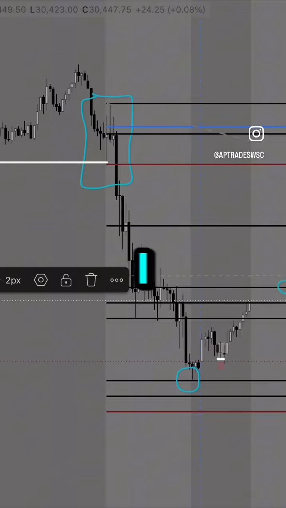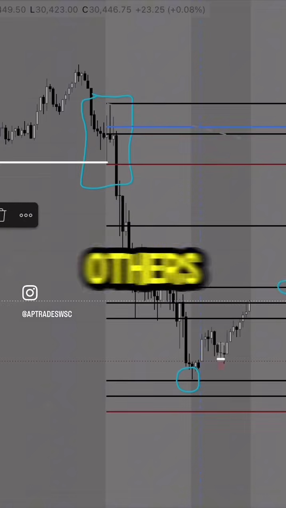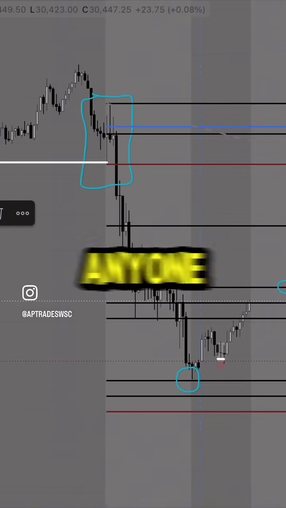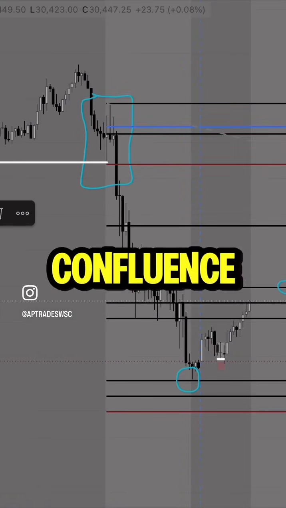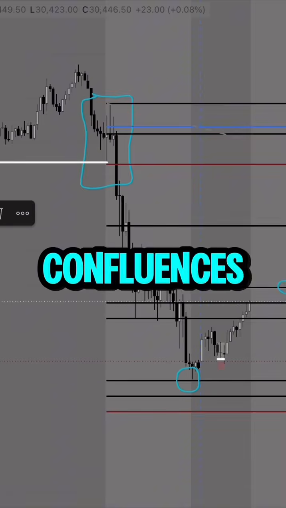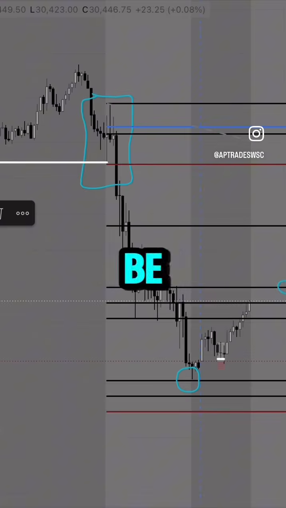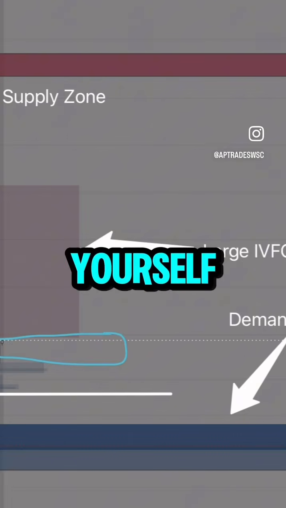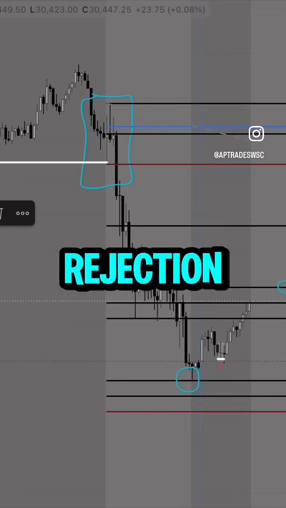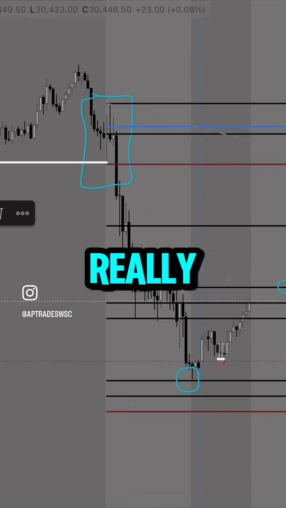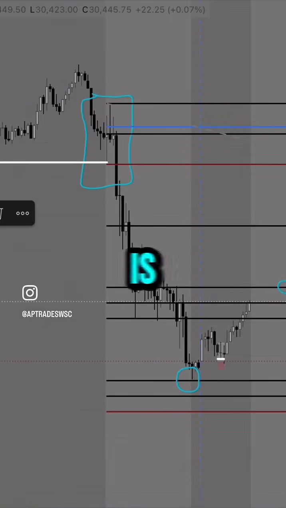Now, a lot of questions that I get is, how do you know which levels are more valid than others? Well, the only actual logical answer to this, and if anyone tells you otherwise, they're wrong, is you really want to pair this with multiple confluences. Now, a lot of people also ask me, what are these confluences that I should be looking into? Well, essentially, you should be using supply and demand, and you should very much get yourself familiar with it, because pairing large supply zones and rejection zones or demand zones with standard deviation is a really, really powerful tool. Another really powerful tool is OTE.